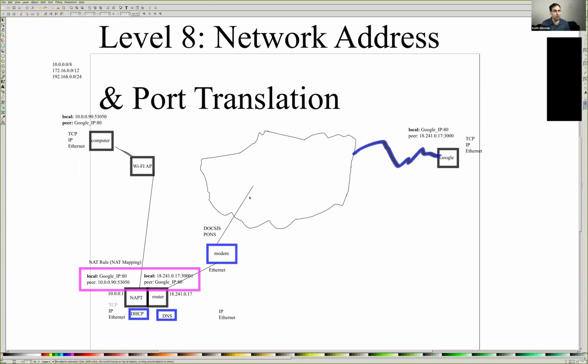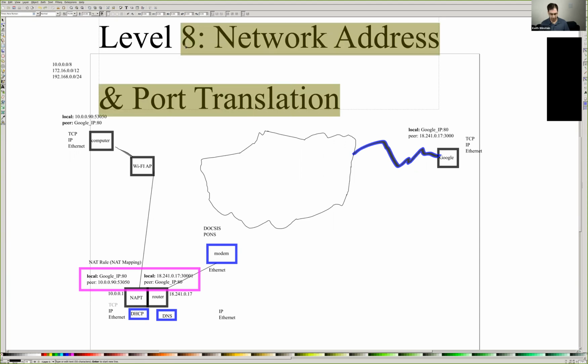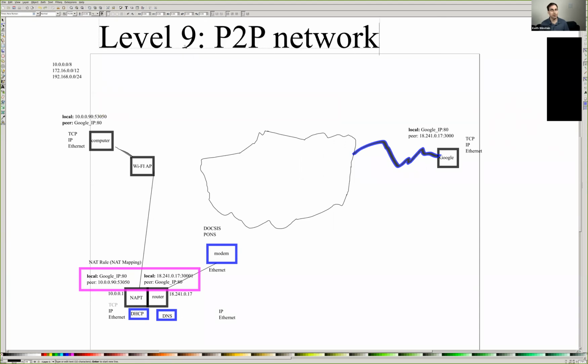So what I want to talk to you about is peer-to-peer networking. We'll call that level 9, peer-to-peer networking. And this is how systems like BitTorrent work. Systems that allow you to share files across the internet between you and some random person sitting in their home, and some other random person sitting in their home, all wanting to share files with each other. How do you contact each other when you are behind a NAT? How do you make that possible?